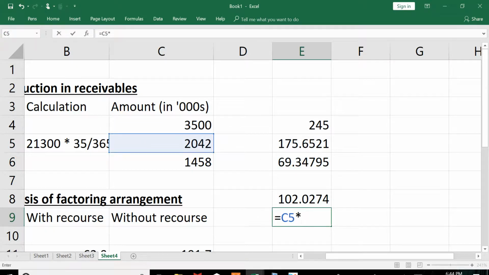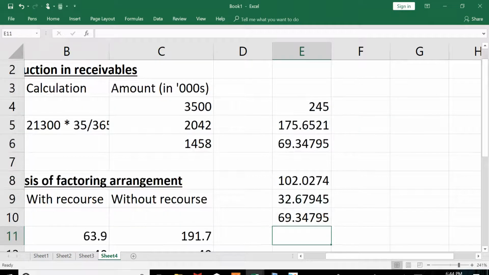On this 80%, I am not bothered about the balance 20%. On this 80%, I will pay extra 2% interest, and my net saving is 69.34 thousand. So this will come as savings in interest cost, and this will come as extra interest cost. Why extra interest cost? This factor guy is saying I'll charge you 9% rate of interest.